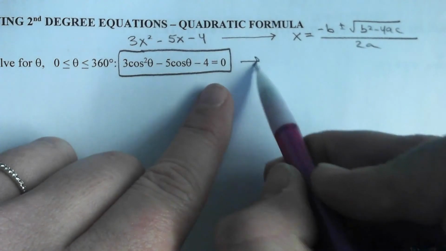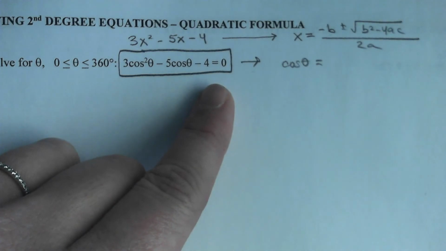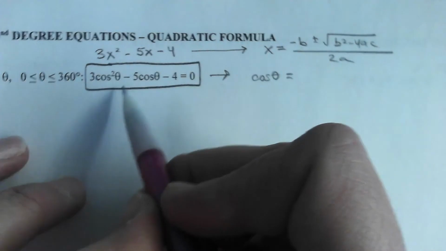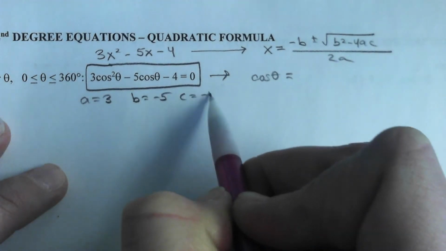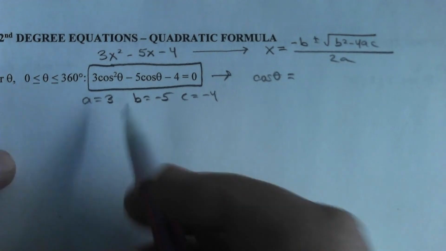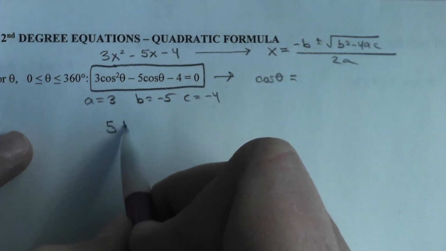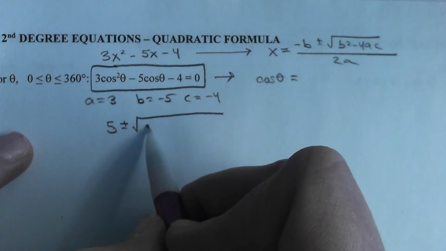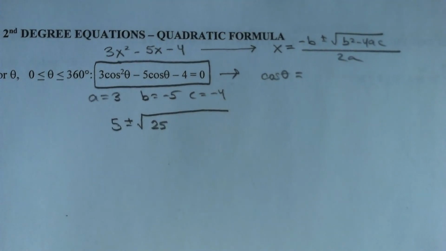This one is just going to be the cosine of theta equals that. So we're still just going to say a is 3, b is negative 5, c is negative 4. We're still going to do the quadratic formula, so the opposite of b is 5 plus or minus the square root. What's b squared? I never write in negative 5 squared because people try to type that into their calculators and they do it wrong. So I always square that b in my head.